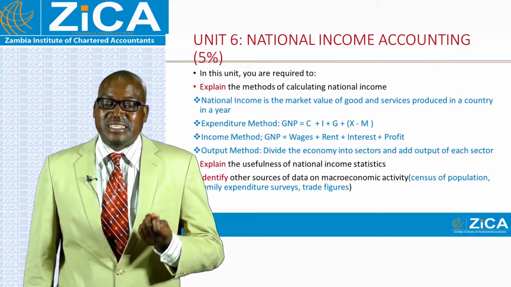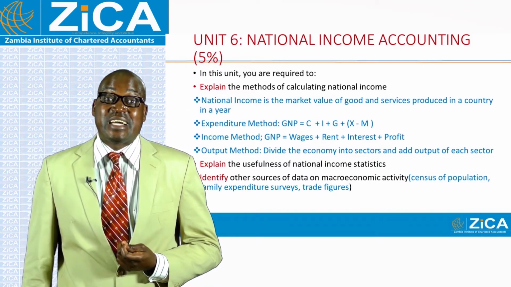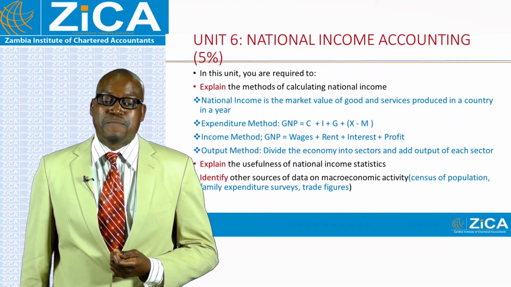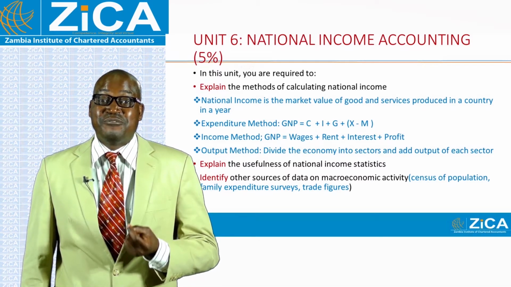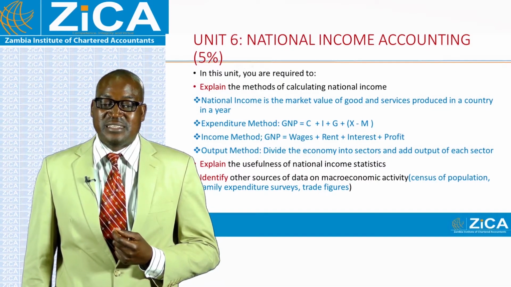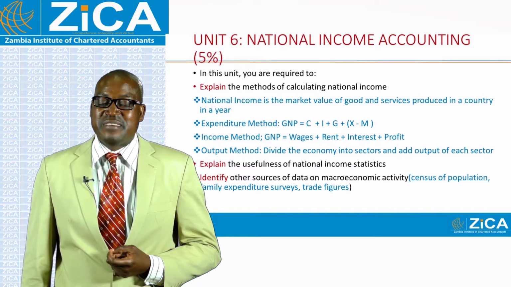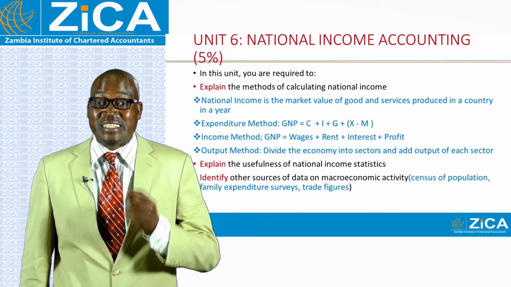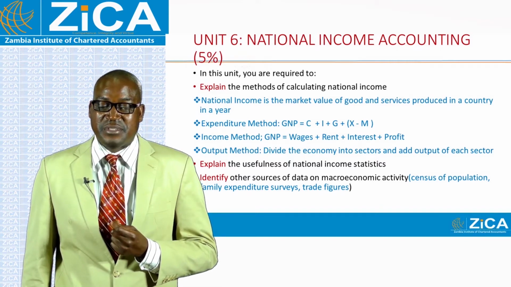National income accounting is basically the market value of goods and services that are produced in a country in a given year. And there are three methods that we need to understand that are used to calculate or measure national income. We have the expenditure method, the income method, as well as the output method. It is imperative that candidates understand what these are all about.